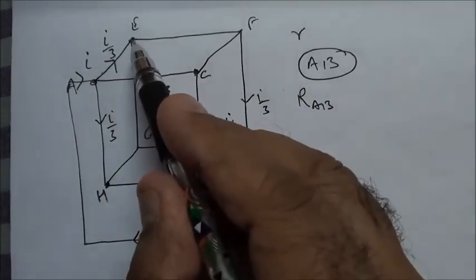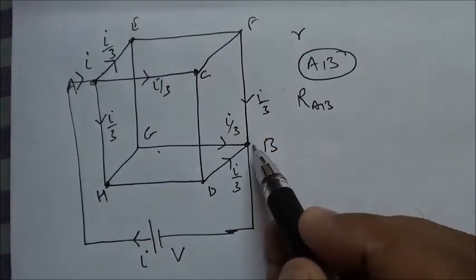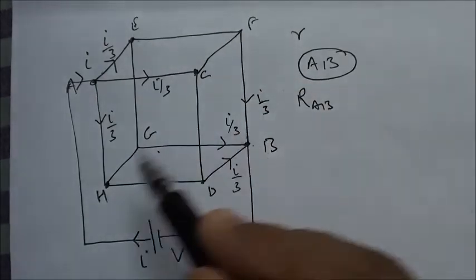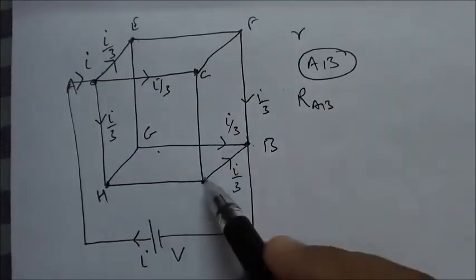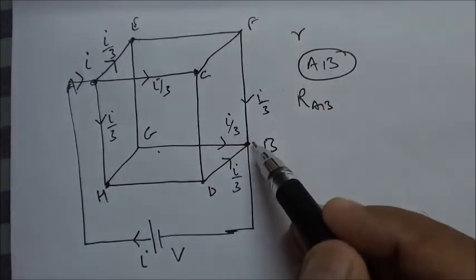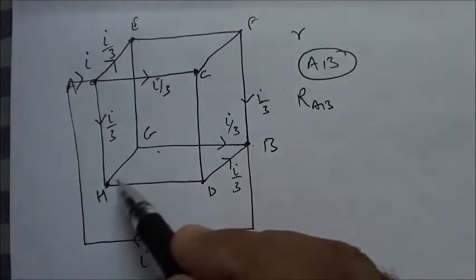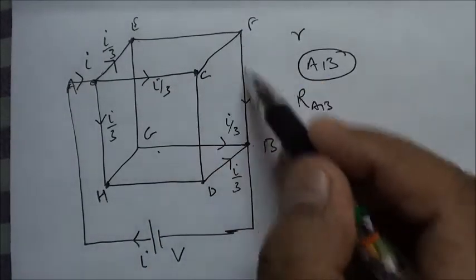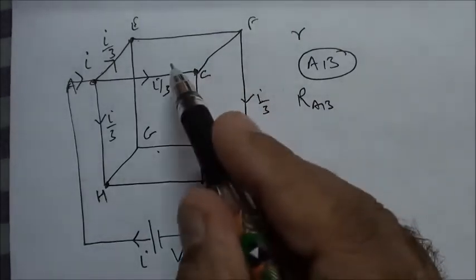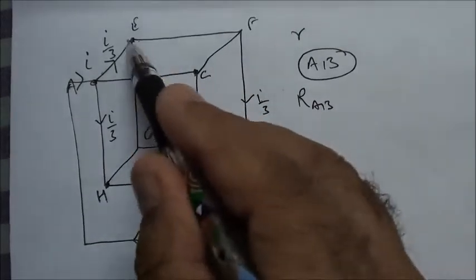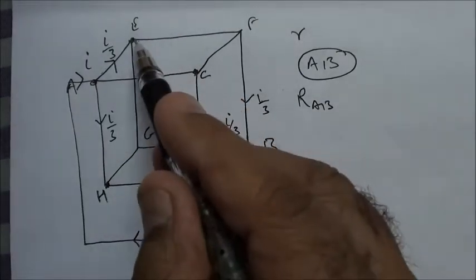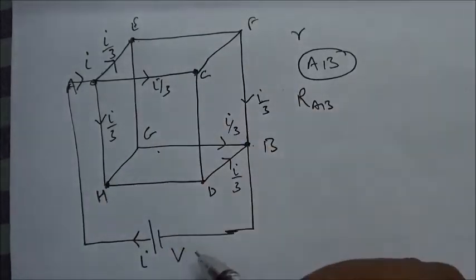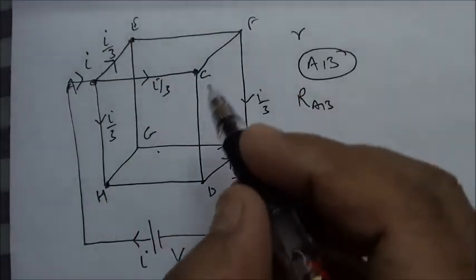Let's see what happens at E. Again, assume you are standing here and you have to reach here. One path is this, another is this, and the same way from here, one is this, one is this. Both these paths are symmetrical. At each point, E, C, and H, there are two paths for the current to reach B, and both paths at all three points are symmetrical. So the current will again be divided equally.